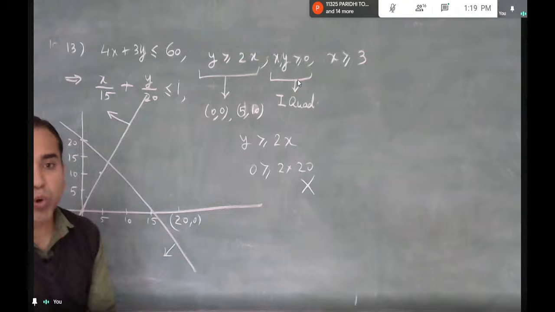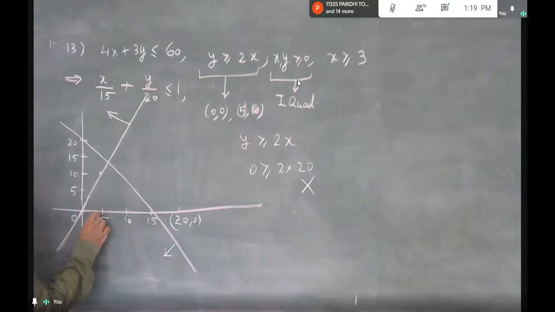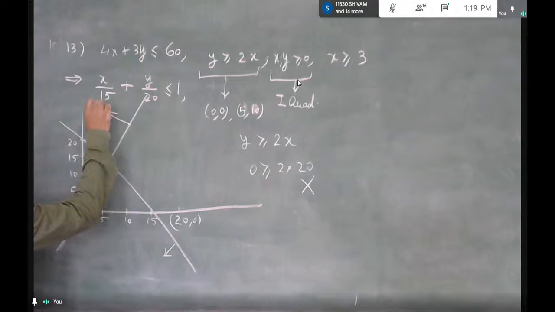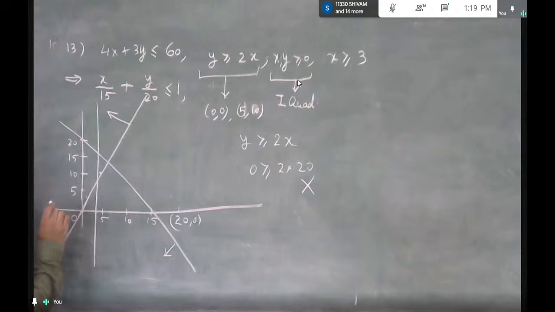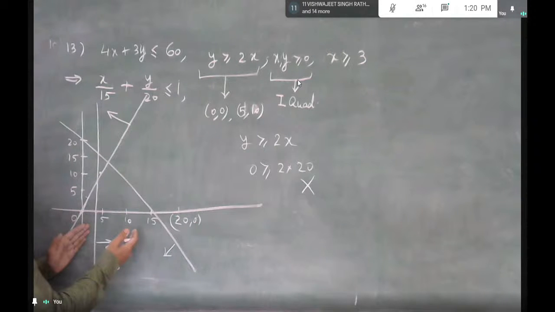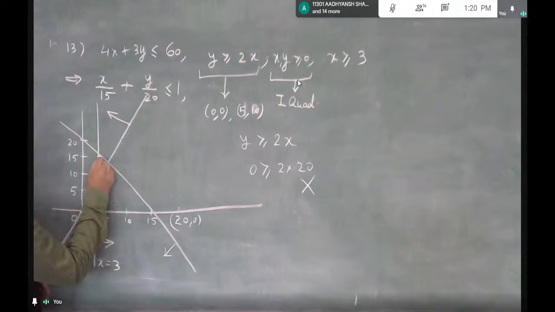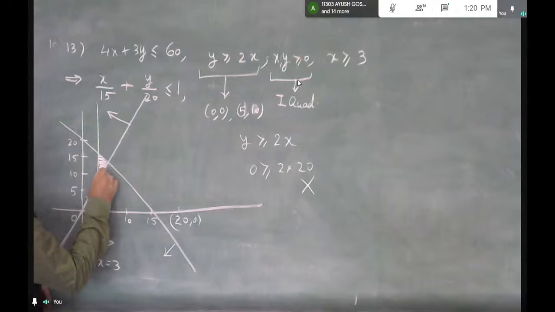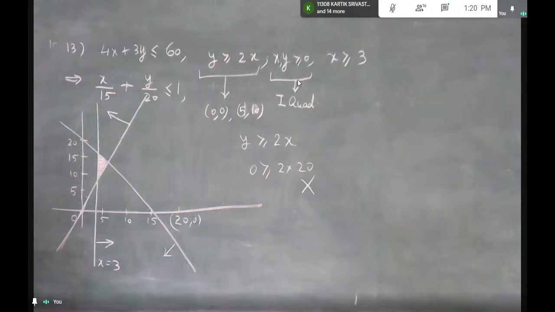X equal to 3 is a vertical line, so let me draw x equal to 3. This is x equal to 3. Okay, x equal to 3, greater or equal to means the right side. Now it is very easy to imagine what is the common area on the right of this, below this and above this. I think this portion, this looking like a triangle, this area is the final solution, graphical solution for this, right students?